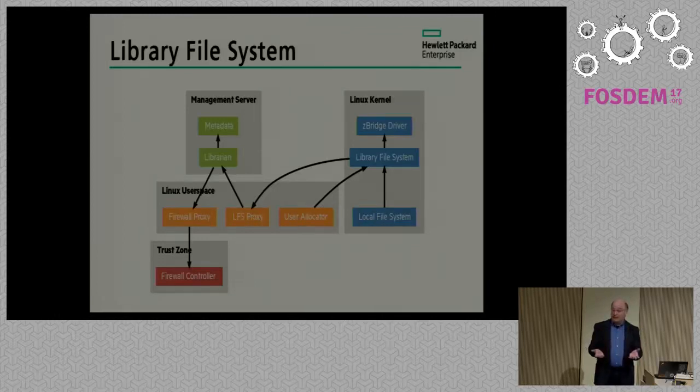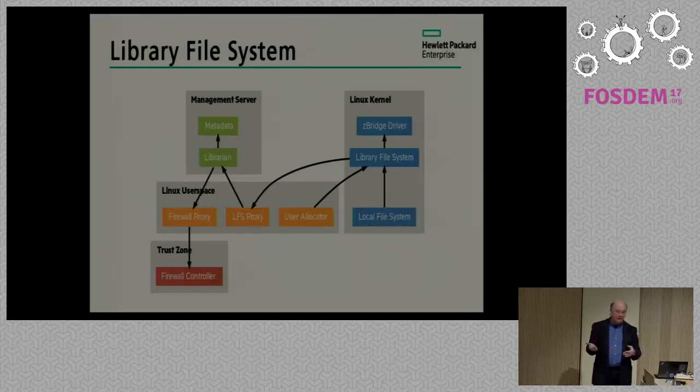So the librarian is written in Python. It uses a SQLite database to do the metadata storage, and it uses regular TLS communication to the nodes to this LFS proxy, which is a user space application running on the node, written in Python, that uses a hacked-up version of Fuse to talk to the kernel.